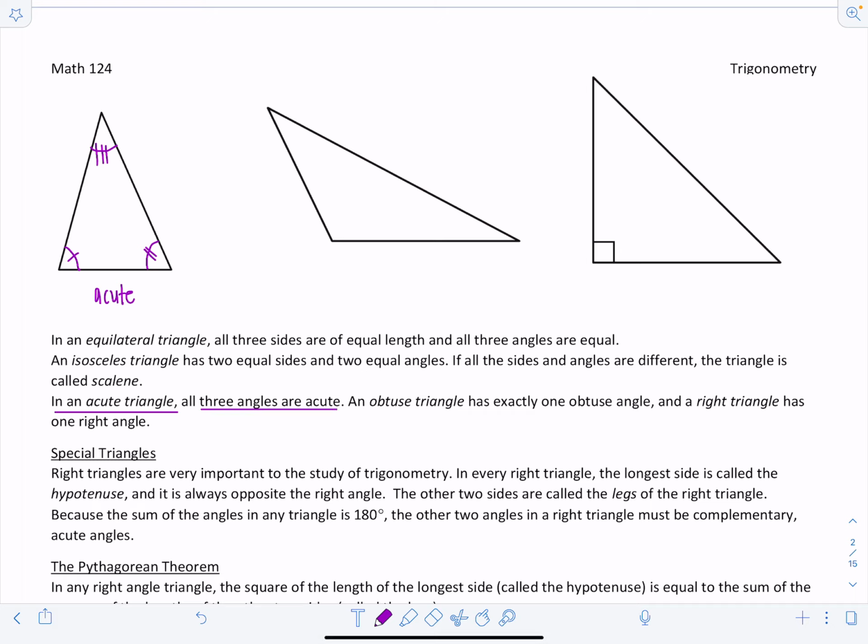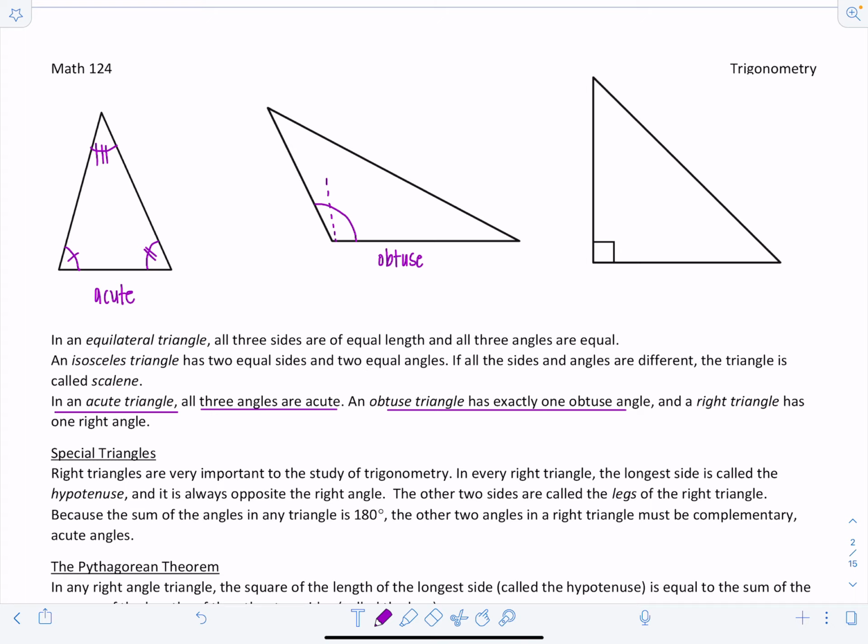The next one is an obtuse triangle. And an obtuse triangle has exactly one obtuse angle. Where is it? It's right here. It's bigger than 90 degrees. 90 degrees would be somewhere right here. You can only have one obtuse angle in an obtuse triangle because, as we're going to talk about in just a second, all of the angles in a triangle add up to 180 degrees. So you can't have more than one that's larger than 90. You'd run out of degrees.